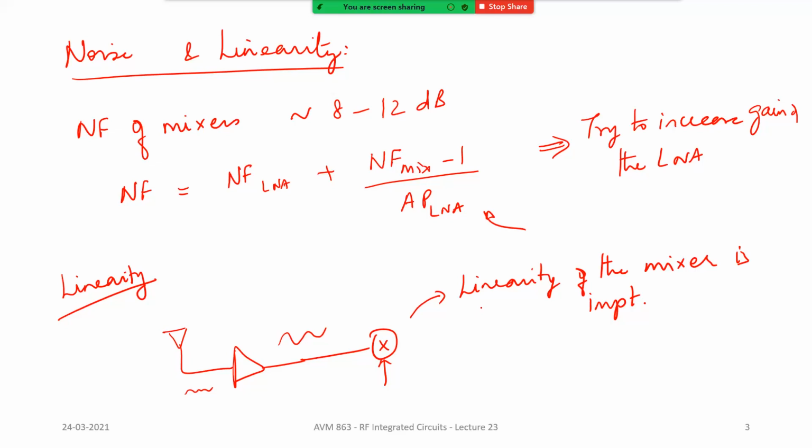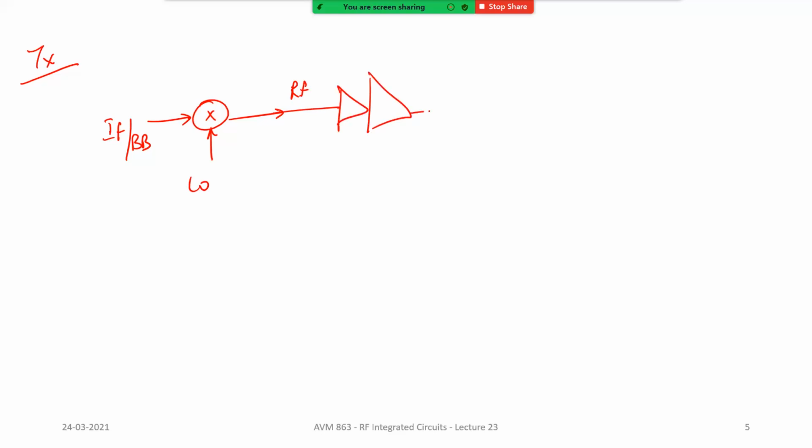So the mixer should be much more linear. The linearity of the mixer should be higher. Now, what about the transmit side? If you look at the transmit side, you have the mixer. Let's say this is your IF signal or your baseband signal. You have your LO, then you have your RF going into your, let's say, pre-driver and PA.